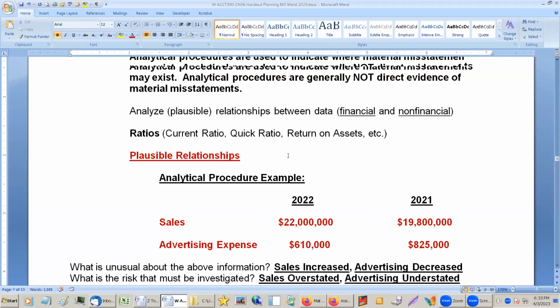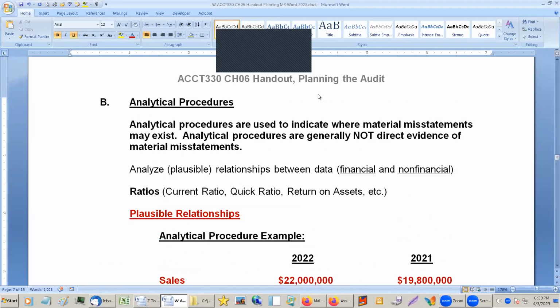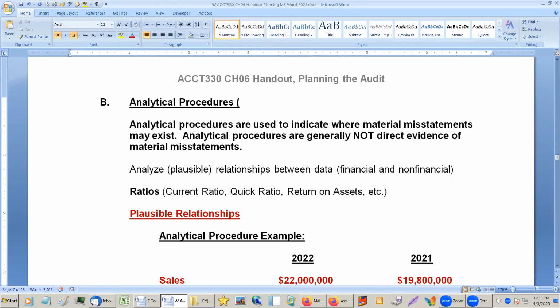Analytical procedures are actually required. They are required. Let me write that in. In every audit, they are required. They're required at the beginning and the end of the audit. So they're actually required twice.